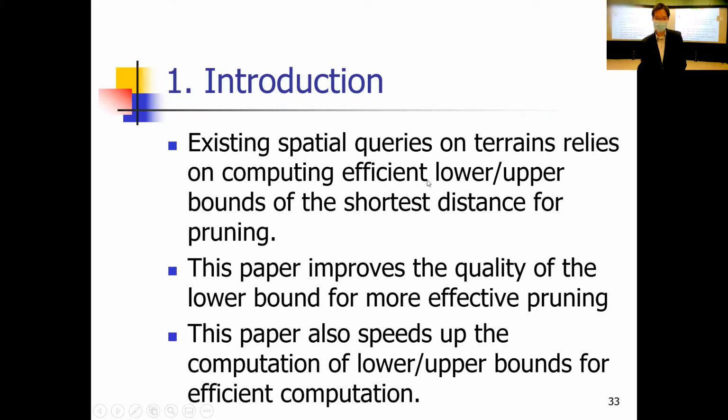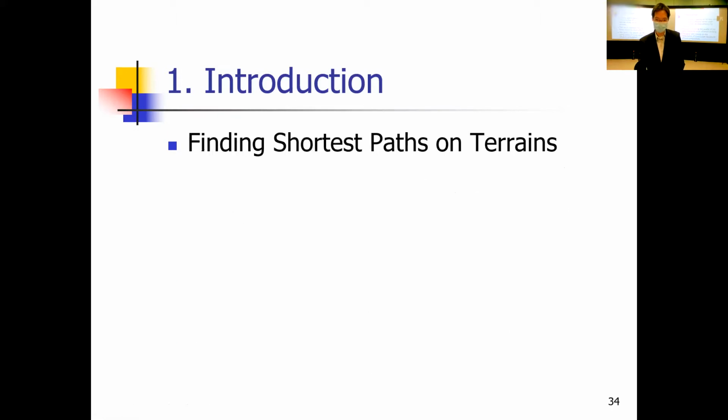Usually the technique is to use the lower and upper bound so that we have a faster algorithm. In our paper, we improve the quality of this lower bound, and our paper can speed up the computation of lower and upper bound for efficient computation. Let me go to the details, and then you will know what I mean by lower bound and upper bound.